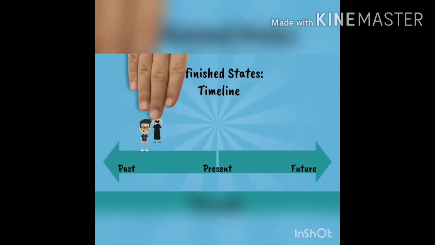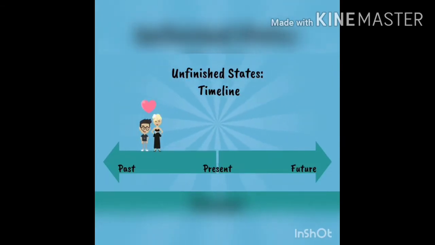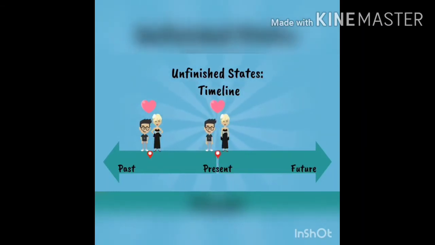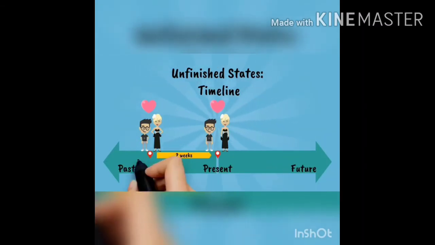Let's take a look at our timeline again so we can understand this better. On our timeline, we have the past, present, and future. The boy met the girl at a certain point in the past, and they still know each other in the present, which is during their date at the restaurant. But they have known each other for 2 weeks, which means they met 2 weeks ago.